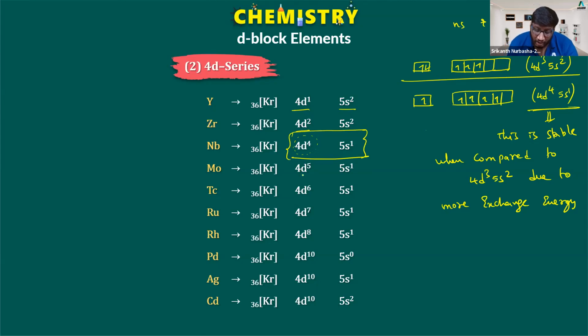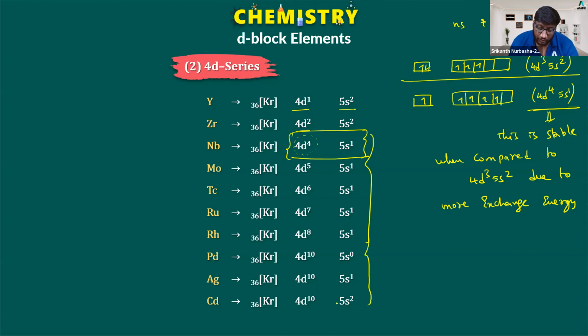So then you have molybdenum 4d5 5s1. So these are all the exceptions: 4d4 5s1, 4d5 5s1, 4d6 5s1, 4d7 5s1, 4d8 5s1.